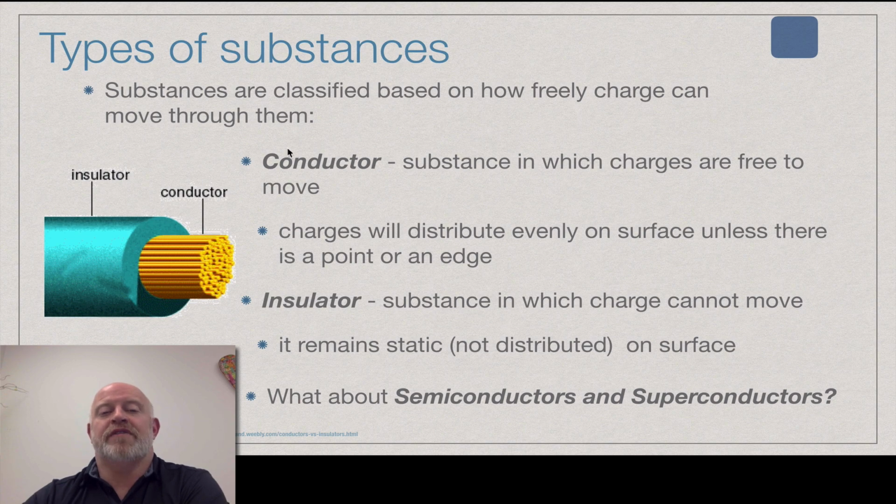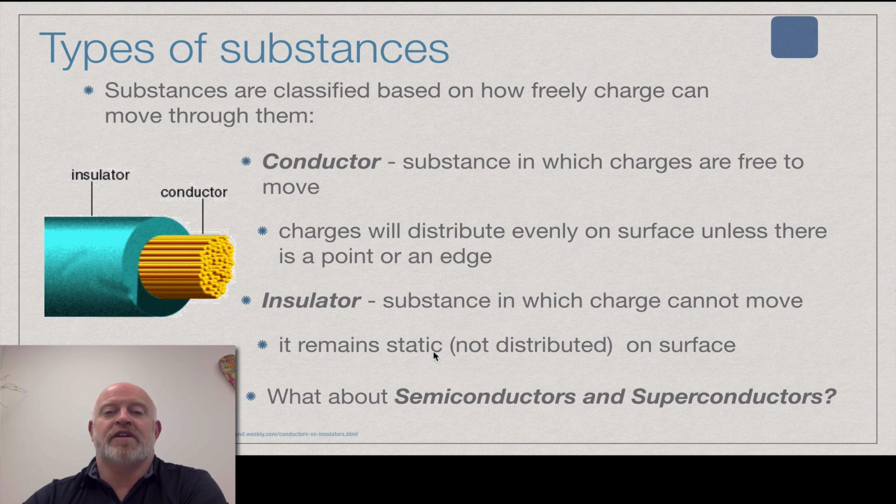So when you give extra electrons to a conductor, those electrons are able to spread out evenly across that substance, okay? This is not necessarily true if there's a point or an edge. At points or edges, they can build up on those edges or points, but typically speaking, the charges can distribute pretty evenly across the surface of that conductor. An insulator, if you give it extra electrons, they remain static, okay?